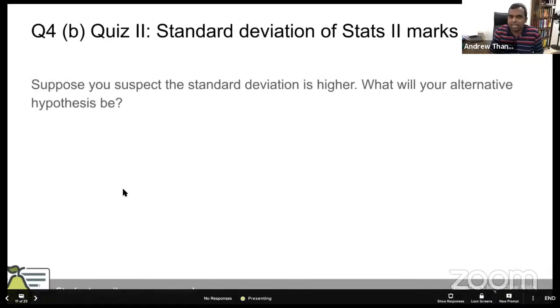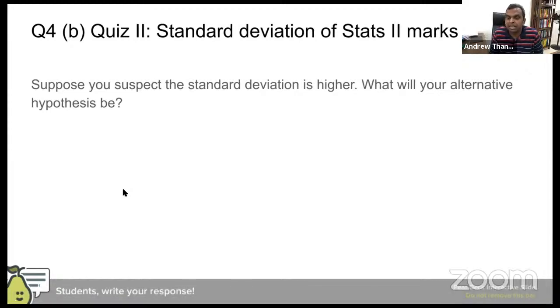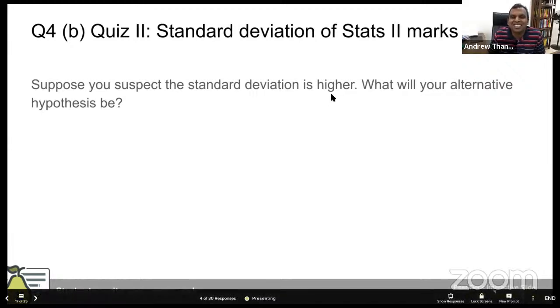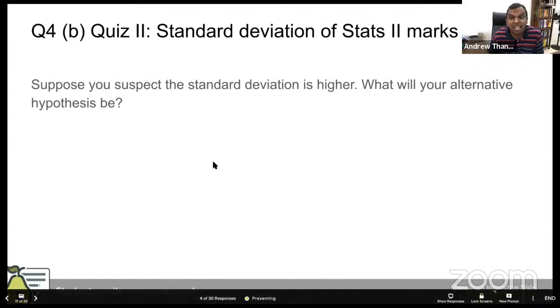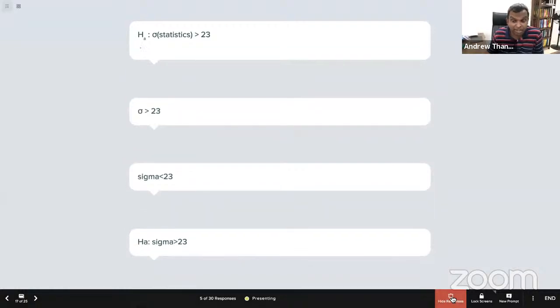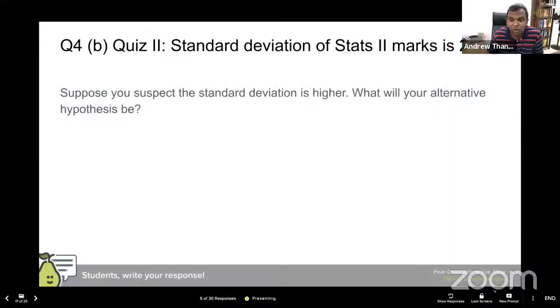If you suspect the standard deviation is higher, your alternative hypothesis is going to be sigma is greater than 23. In this case, it's actually lesser. I should have suspected it's lesser, but it doesn't matter. I'm doing sort of bad sampling as it turns out. But let's just solve the textbook problem without worrying about the practical situation. So supposing you suspect the standard deviation is higher, the alternative has to be sigma is greater than 23.